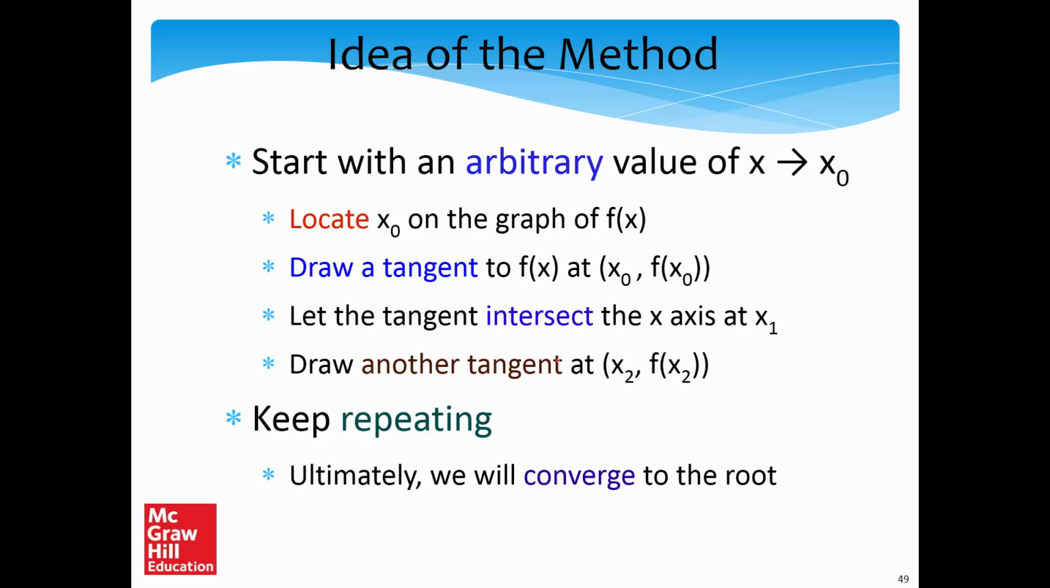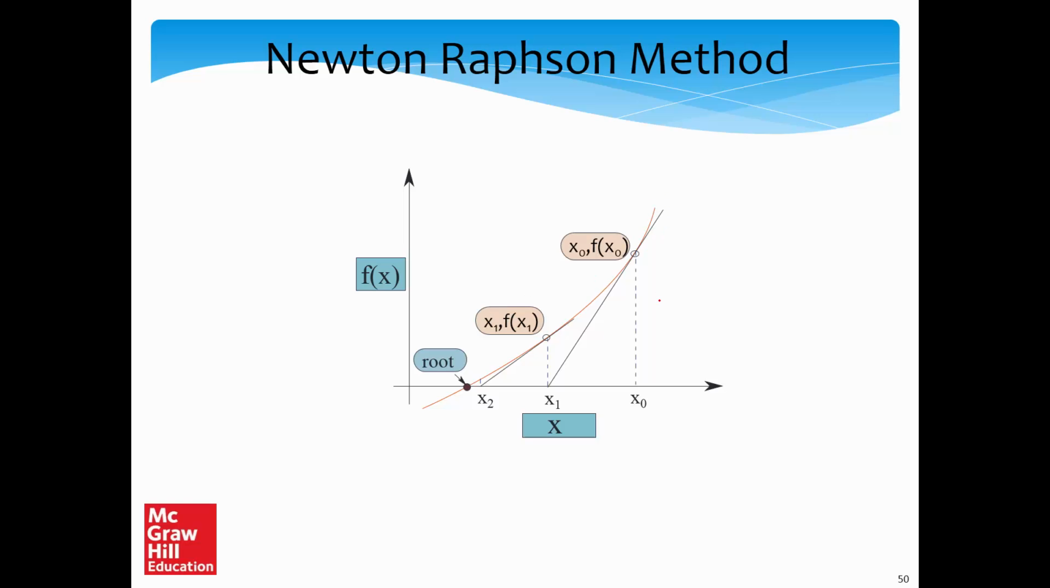So let us do one thing. Let's start with an arbitrary value of x, which is x0. So let us guess an arbitrary value and start from there. Let us locate x0 on the graph of f(x). Let us draw a tangent to f(x) at this point, and let's keep repeating. So a picture is worth 1,000 words, so I'll tell you what we do. Let us arbitrarily guess a value of x, which is x0. And then we locate the point x0 on the curve of f(x). So this is the curve of f(x). Let's assume that for some f(x) this is the curve.